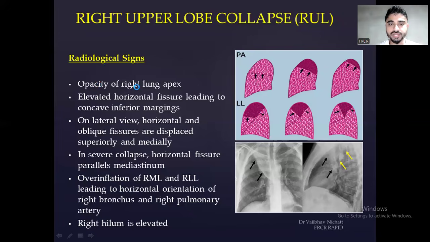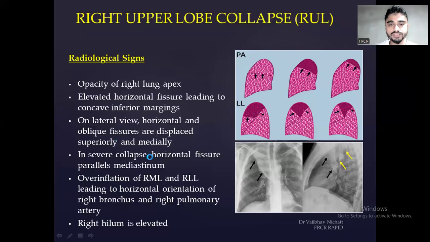You will see opacity at the right lung apex, like you can see on this radiograph. Then there is an elevated horizontal fissure leading to concave inferior margins. As you can see over here, the inferior margins are relatively concave. On the lateral view, the horizontal and oblique fissures are displaced superiorly and medially, like this. This will cause atelectasis of the right upper lobe.